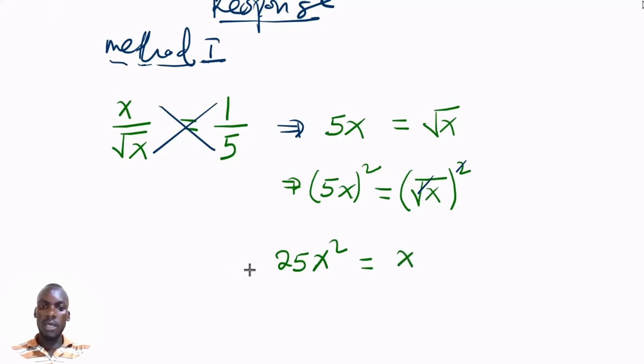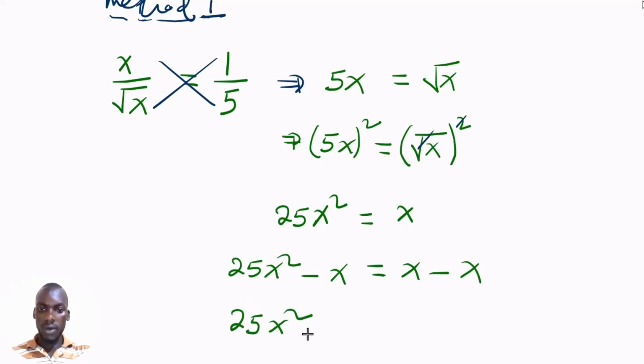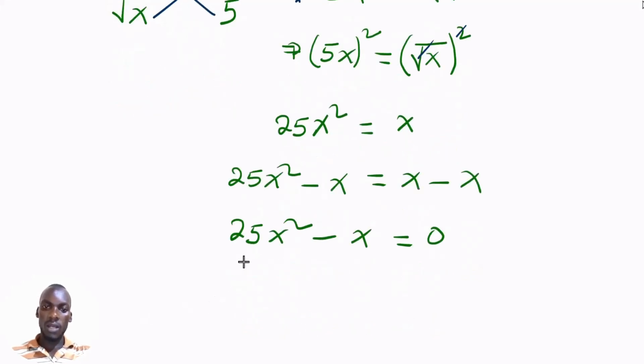As it is here, we can now form a quadratic equation by taking this x to the left hand side. That means we are going to have 25x squared minus x being equal to x minus x. As we simplify, you can see that on the right hand side we remain with 0. So on the left we have 25x squared minus x being equal to 0. From here we can solve this quadratic equation, which can be easily solved by factorization. The common factor here is x. Let us factorize it out.